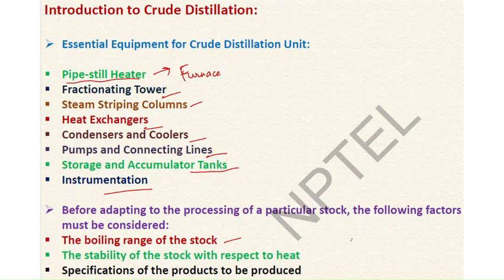The stability of the stock with respect to heat: we should know whether our crude oil is sensitive to heat or not, and if such a problem is there, then definite measures need to be taken. And the specifications of the product to be produced. As we all know, there are different products that we get from the refinery, such as petrol and diesel, which are used in our daily life. There are specifications given by the governments of different countries. These specifications vary from country to country, so we should know the specification of a definite country, that is, what the specification of the required product is.